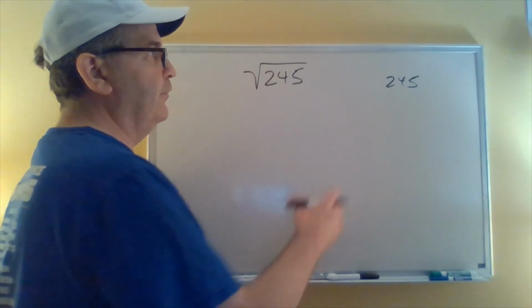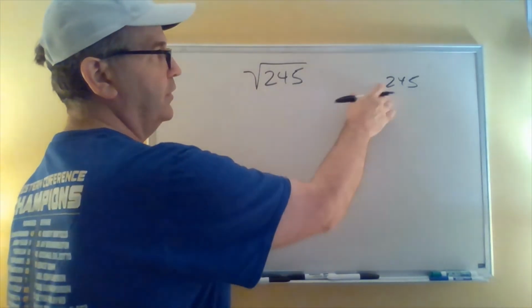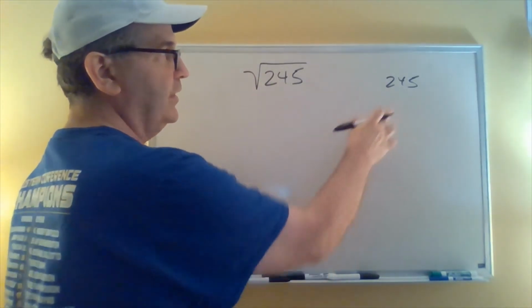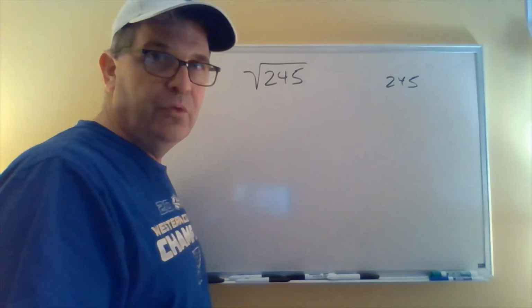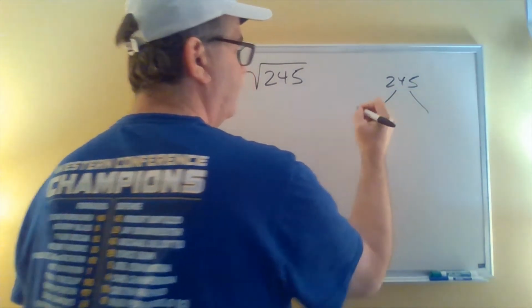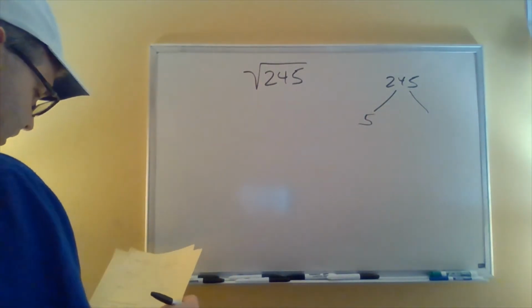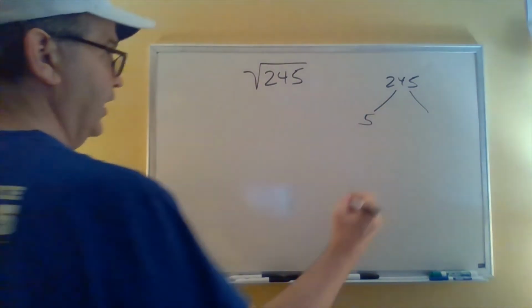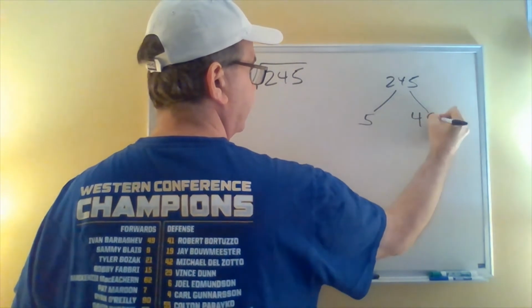Is this divisible by 4? No, because it's not even. Is it divisible by 5? Yes, it is. Any number that ends in 5 or 0 is divisible by 5. So let's break that down. 5 goes into 245, did that off camera here, 49 times.